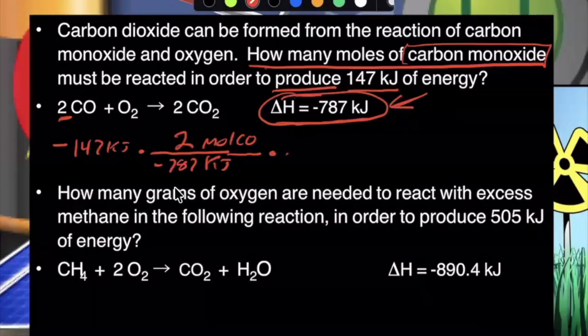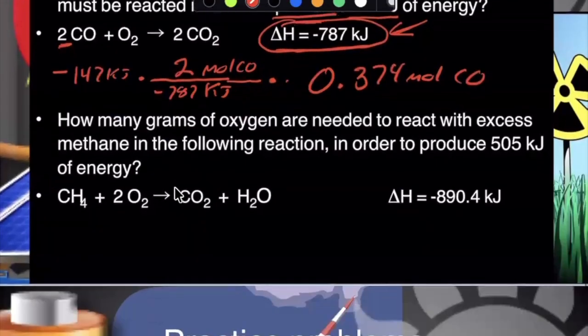Okay, and in this case, I want moles, so I don't actually need to go any further. So in my calculator, negative 147 times parentheses 2 divided by negative 787. Negative times negative is a positive, so your answer here is 0.374 moles of carbon monoxide.